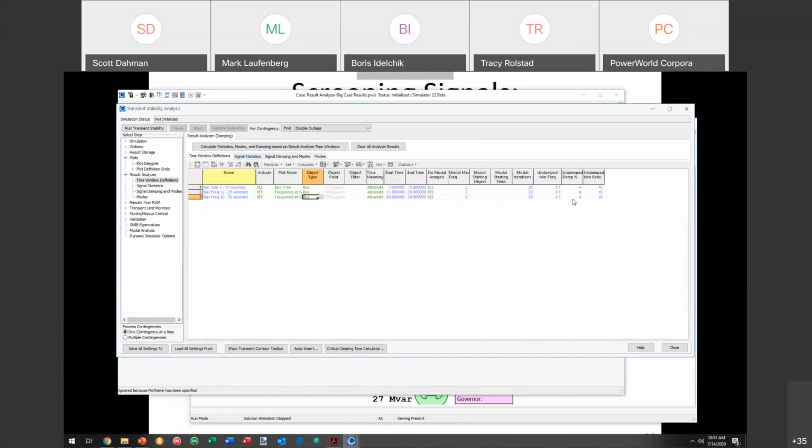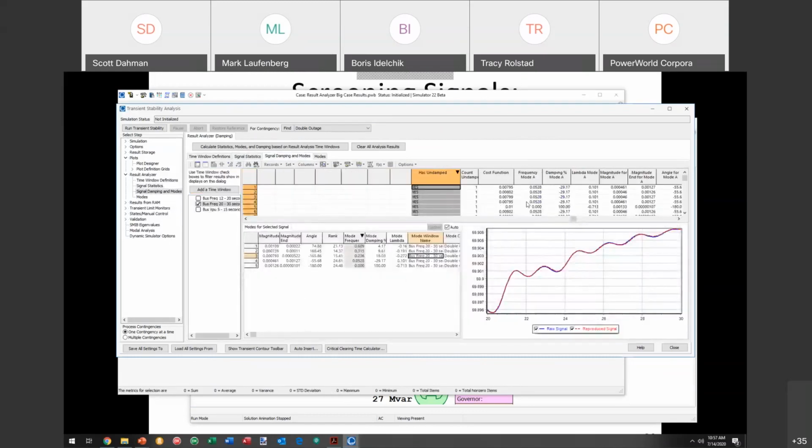Oops, I think I have to change. Yeah, if I change this to 5, then one of them will show up as yes. There we go. So it depends on these thresholds.